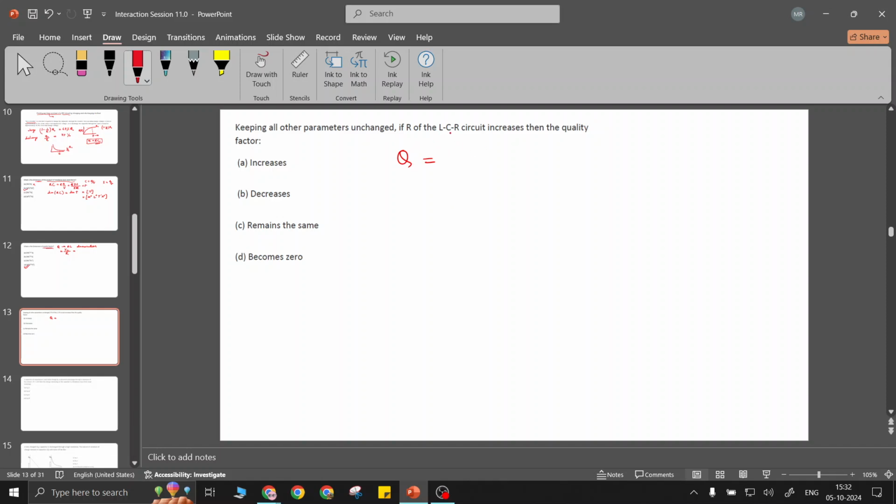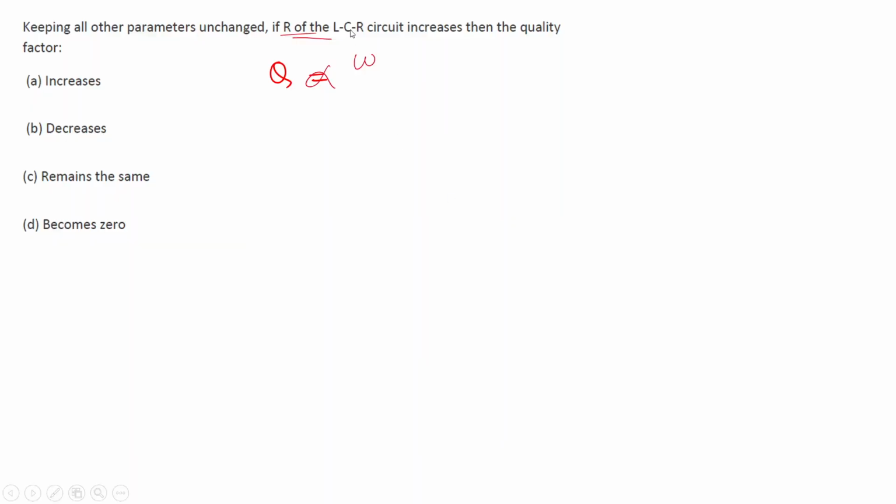So as I said for the RC circuit, for the LCR circuit also it will be dimensionless. But what will it be for the LCR circuit? It's asked if R of the circuit increases, then the quality factor, since quality factor is inversely proportional, for the LCR circuit, let me put it in representation.